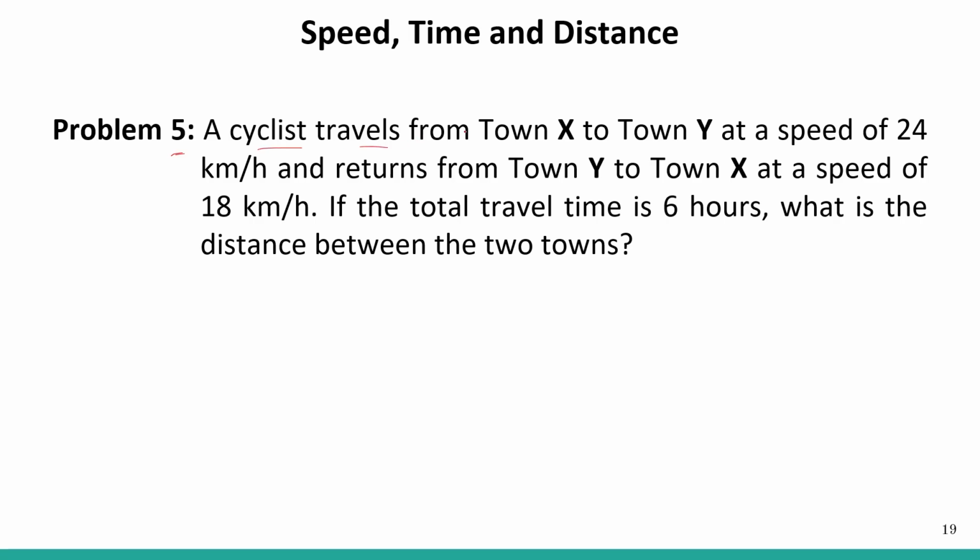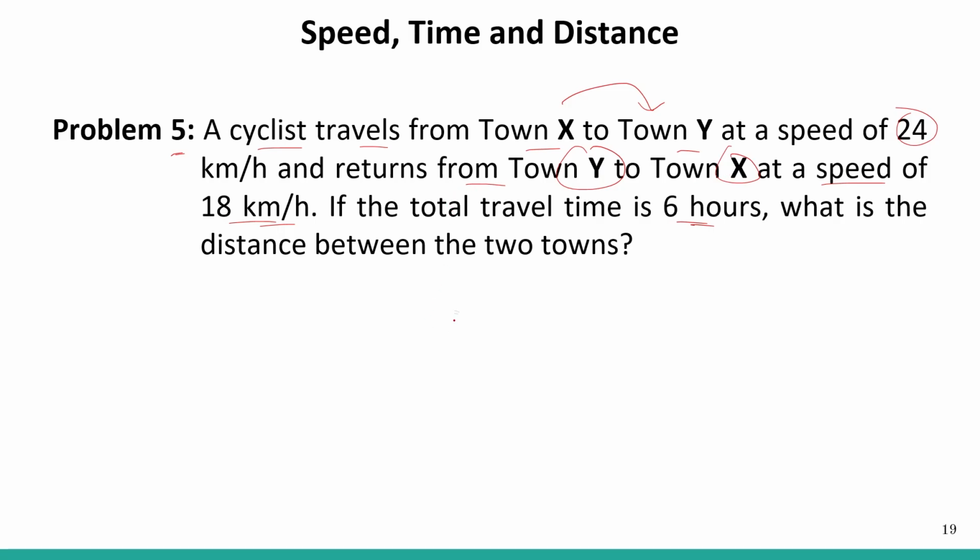A cyclist travels from town X to town Y at a speed of 24 km per hour and returns from town Y to town X at a speed of 18 km per hour. So if the total travel time is 6 hours, then what is the distance between the two towns? Okay, so the cyclist goes from X to Y at a speed of 24 km per hour and returns from Y to X at a speed of 18 km per hour.